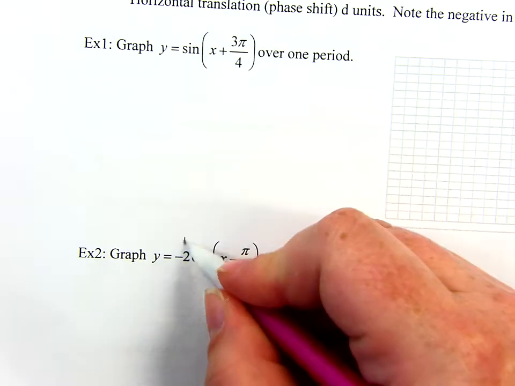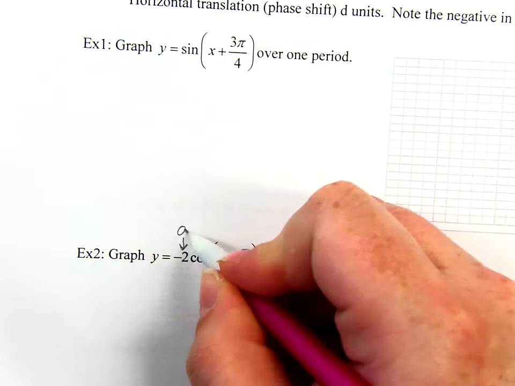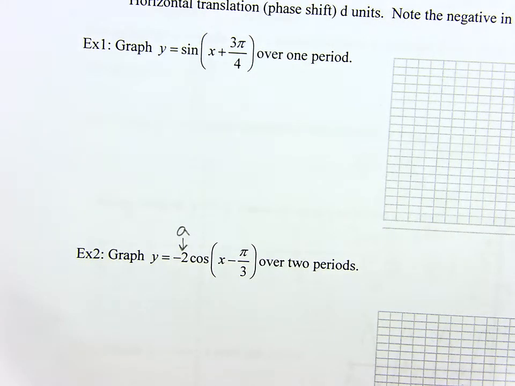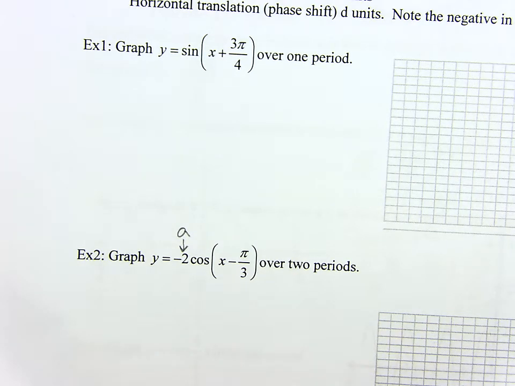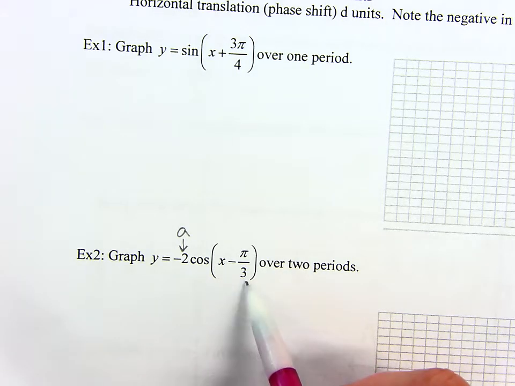Okay, well, what's up with this -2? What is that? That's A. That's changing my amplitude. So I'm going to be shifting between -2 and +2. Since it's negative, I'll start down at -2 and I'll work my way that way. All right? And then I have x minus pi over 3.